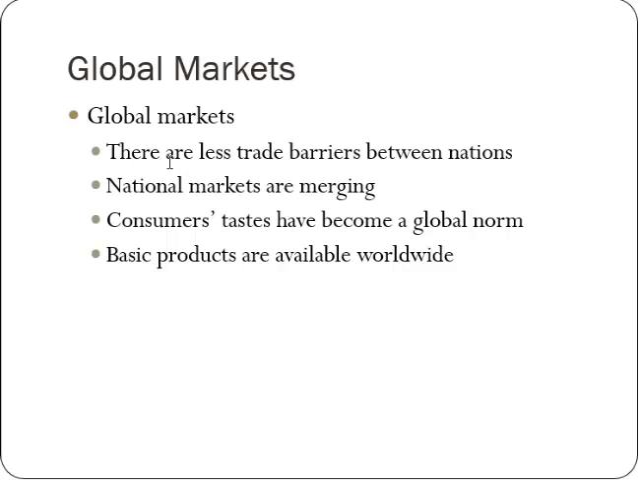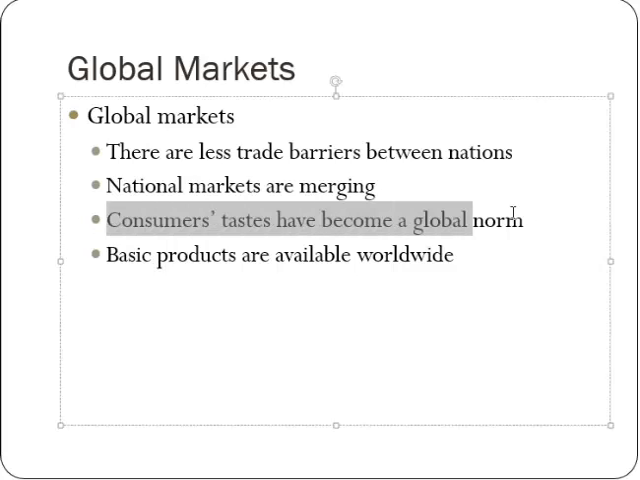Countries have been tearing down trade barriers, like NAFTA, the North American Free Trade Agreement, CAFTA, the Central American Free Trade Agreement, and the European Union. These are all trade agreements between countries that allow much more freely for goods to be imported and exported. National markets are merging with each other, such as in the European Union. Consumers' tastes have become a global norm.